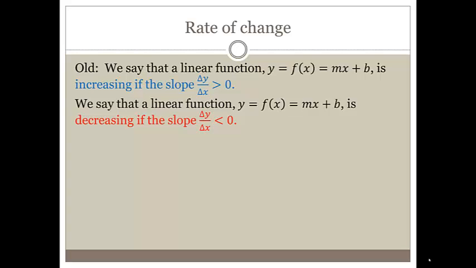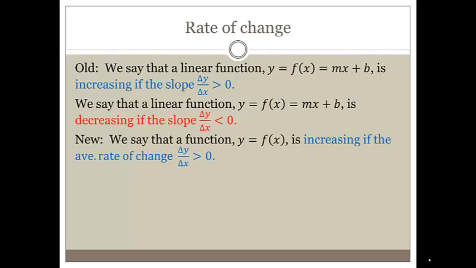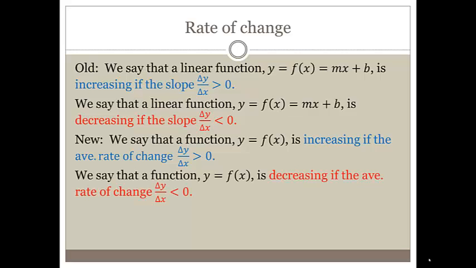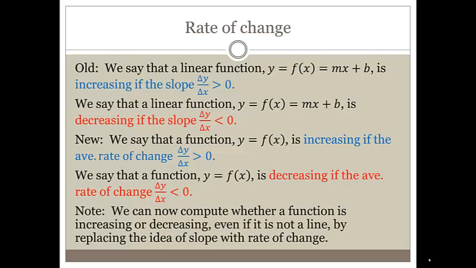Now we can say that a function y equals f of x is increasing if the average rate of change, delta y over delta x, is greater than 0. And the function is decreasing if the average rate of change, delta y over delta x, is negative. We can now compute whether a function is increasing or decreasing, even if it is not a line, by replacing the idea of slope with rate of change.